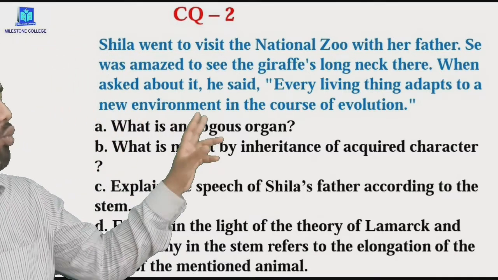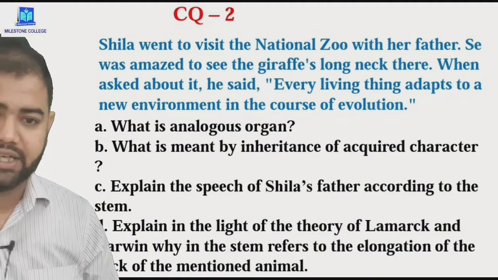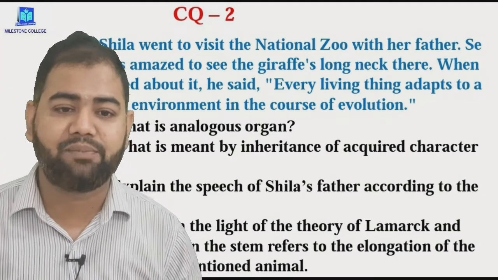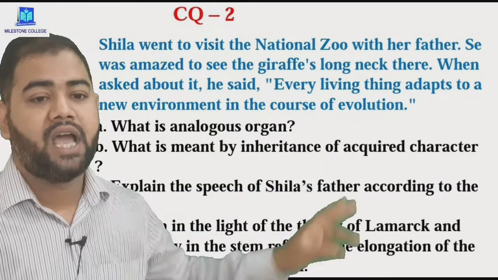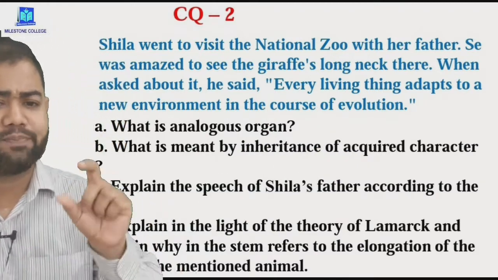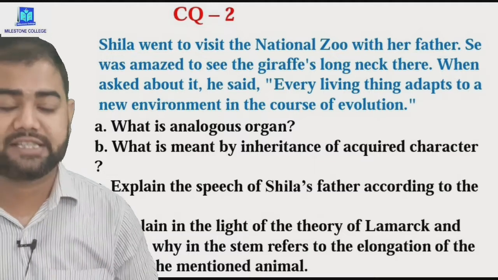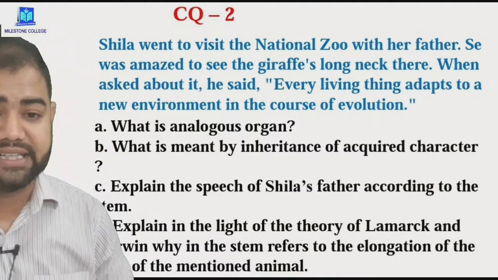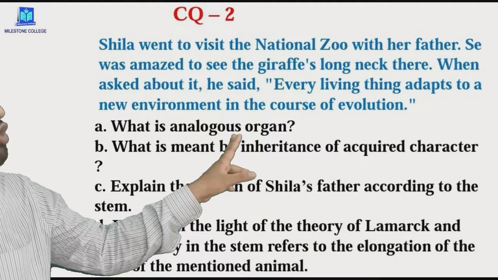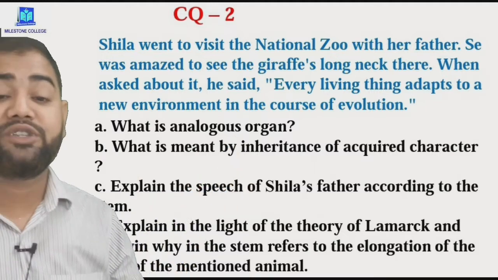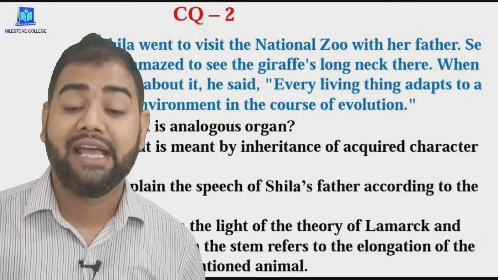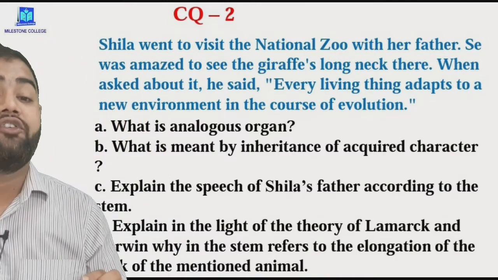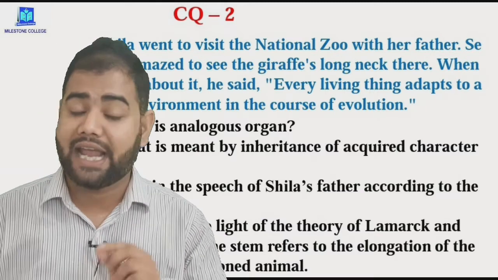Question number A, what is analogous organ? Question number B, what is meant by inheritance of acquired characters? Question number C, explain the speech of Sheila's father according to the stem. And question number D, explain in the light of the theory of Lamarck and Darwin why the stem refers to the elongation of the neck of the mentioned animal.